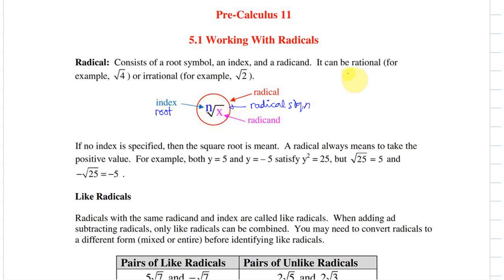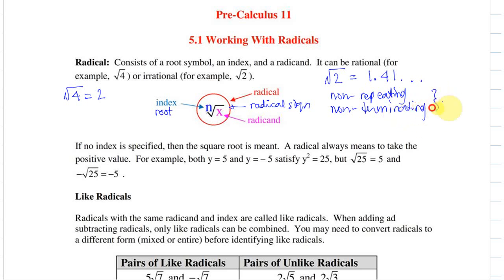Now radicals can be rational numbers, for example the square root of 4, because the square root of 4 is equal to 2, and 2 is a rational number. And it can also be an irrational number like the square root of 2, which when you work it out on your calculator will give you 1.41 with some numbers following it. And so you can see that it is a non-repeating, non-terminating decimal.